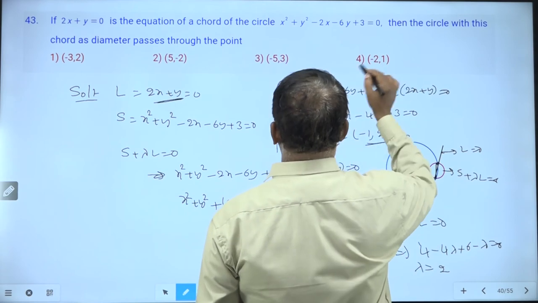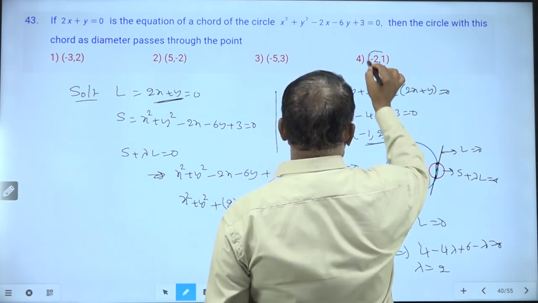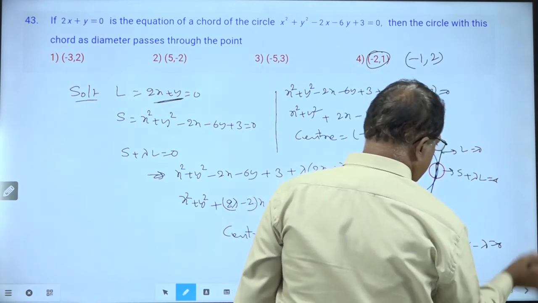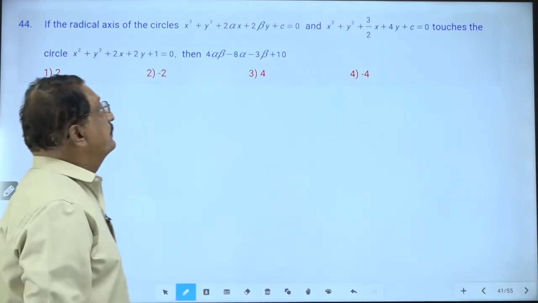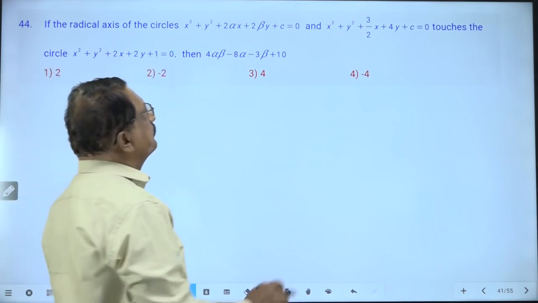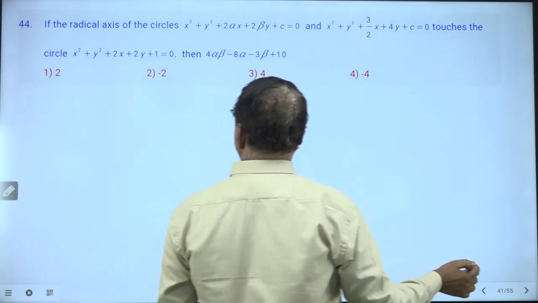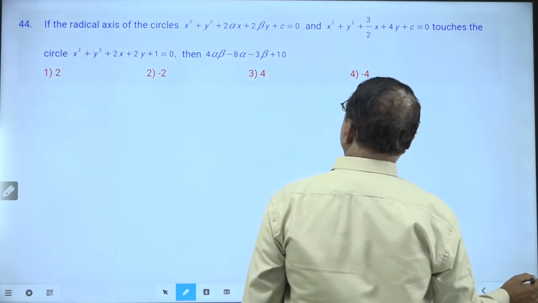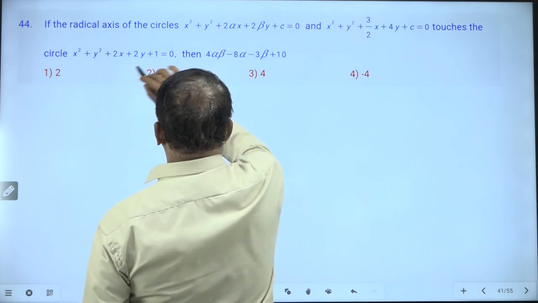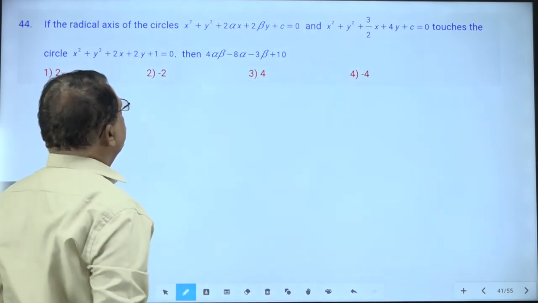Actually, the answer is minus 1 comma 2. I think it is a mistake. Minus 1 comma 2 is the correct answer. I have missed it. Next, the radical axis of the circles touches the circle, then the value.